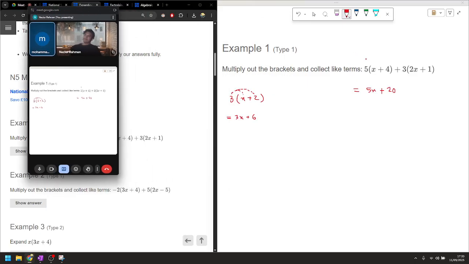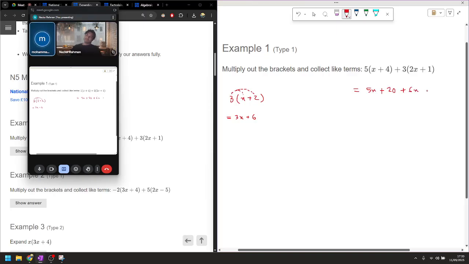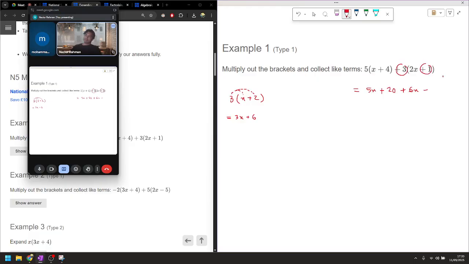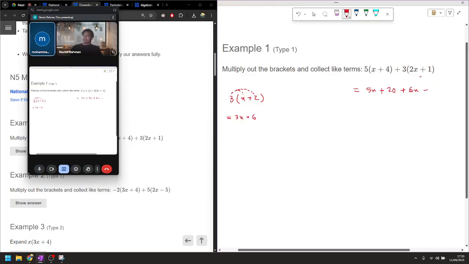And then what do we get from the second bracket? So it would be 3 times 2x, 6x. Good. And then minus 3, so positive 3 times positive 1. Same sign means the answer is positive. So positive 3 times positive 1 is positive 3. Okay, so now what do we do?